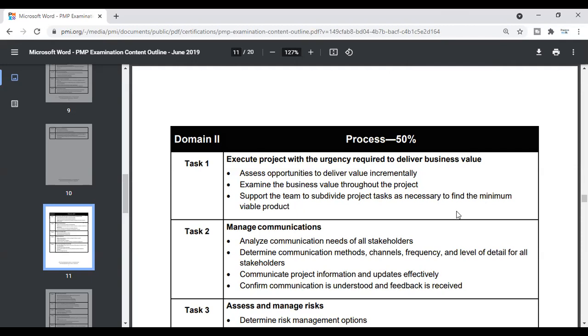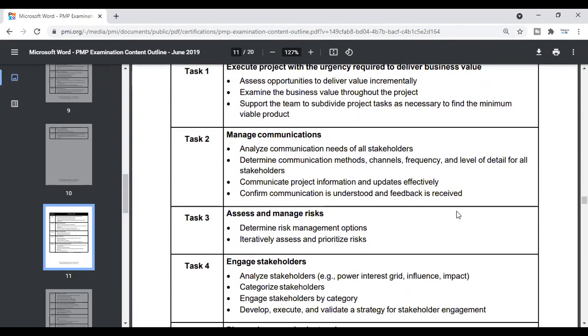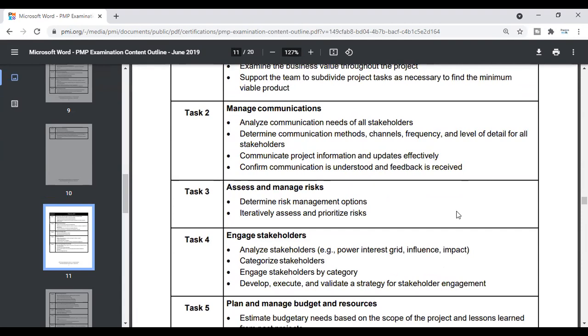All right, task one is probably the longest one. Let's go to task two, manage communications. For this, you need to be aware of how communications exists in the world of predictive.